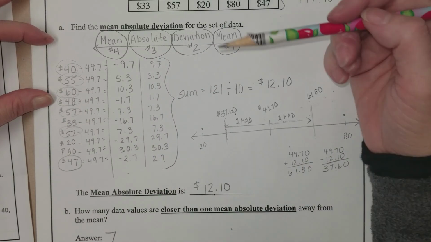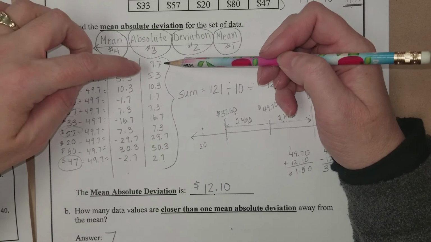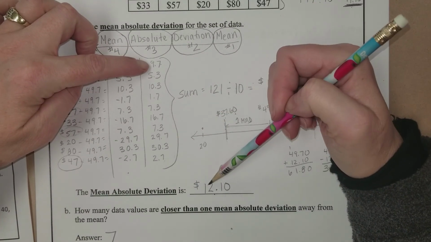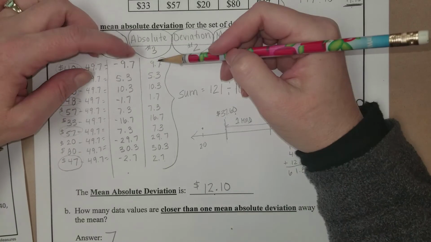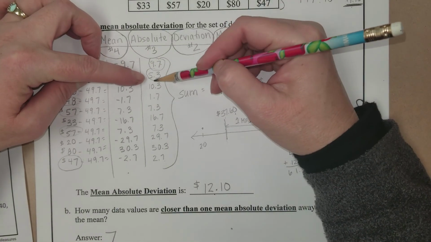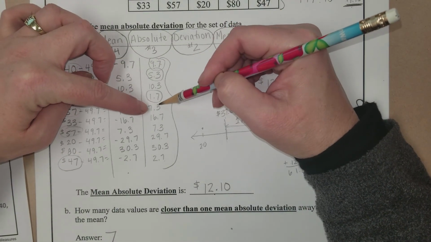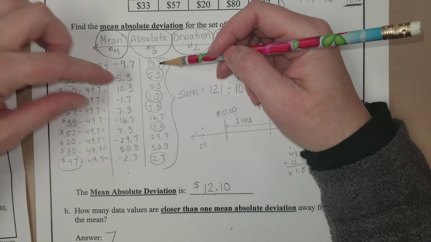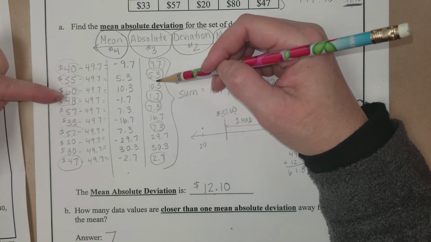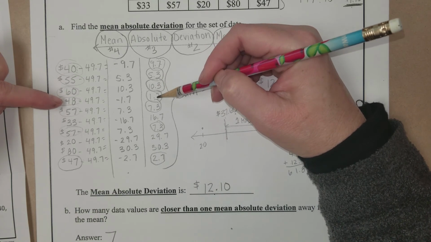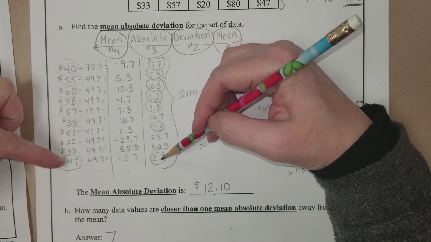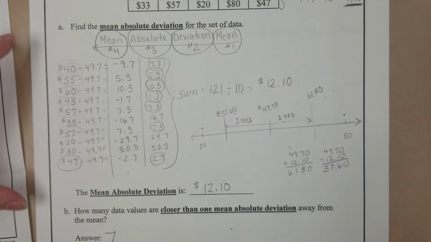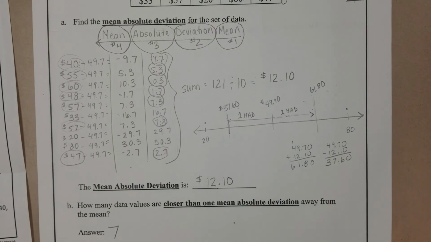Now another way to look at it is by actually looking at your absolute deviations. Which numbers are less than 12.10? Well, this is less than 12.10. This is less than 12.10. Less than, less than, less than, and less than. And do they match up? Oops, sorry, I missed that one. Yep. So we have 1, 2, 3, 4, 5, 6, 7.